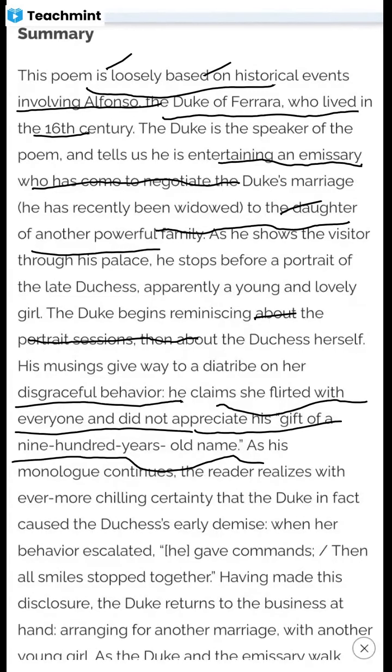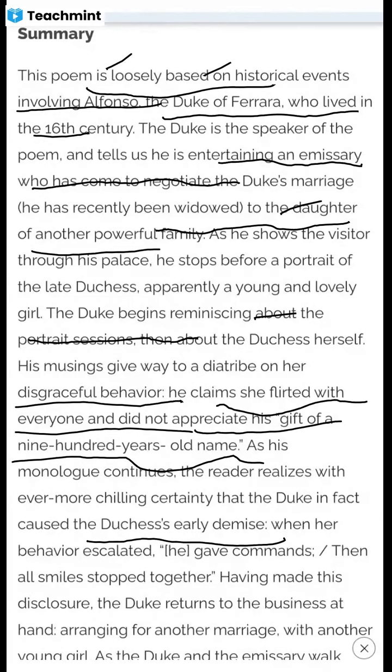ऊपर लगाया जाता है इनकी तरफ से. As his monologue continues, the reader realizes with even more chilling certainty that the Duke in fact caused the Duchess' early demise. This is the point. Then we come to know कि Duchess' early demise, Duchess के मौत का कारण कौन है? There is no one but except Duke. Duke के अलावा कोई नहीं है. When her behavior escalated, he gave commands, then all smiles stopped.